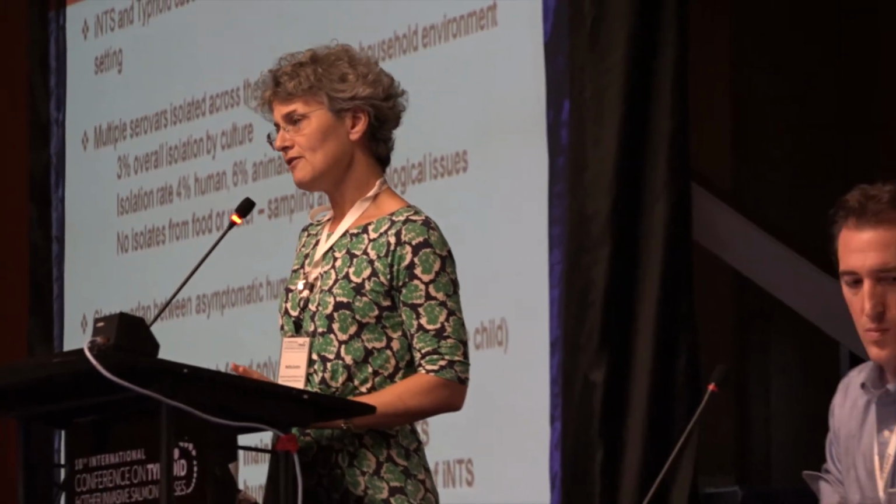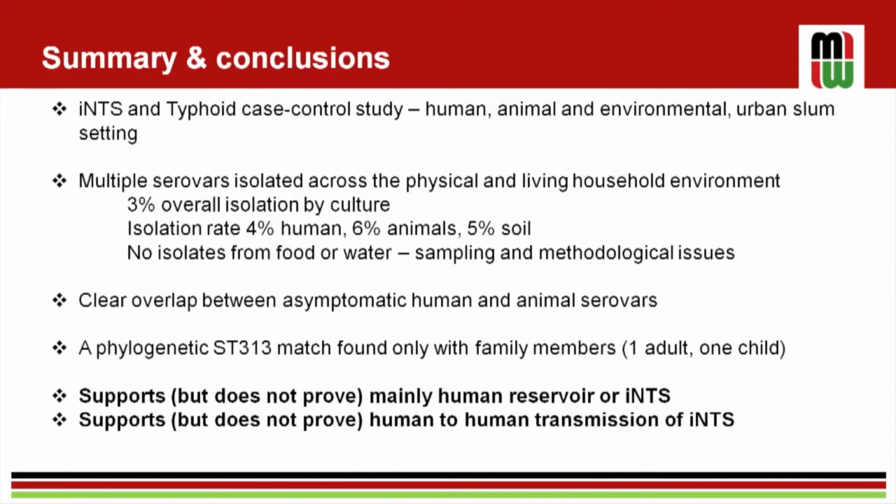We saw clear overlap between asymptomatic human and animal serovars, but we only found a match with invasive disease with family members, 1 adult and 1 child, and no link with any animals, despite sampling in equal proportion. So this really supports, but doesn't prove, I think, a mainly human reservoir of NTS, and again, supports but doesn't prove a mainly human-to-human route of transmission.